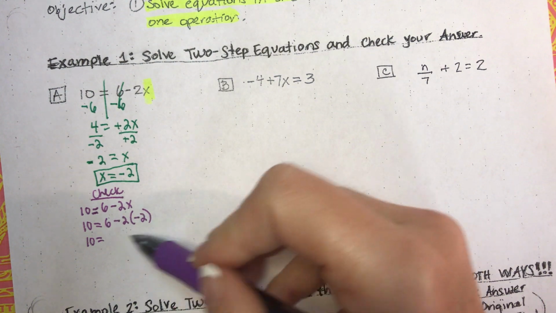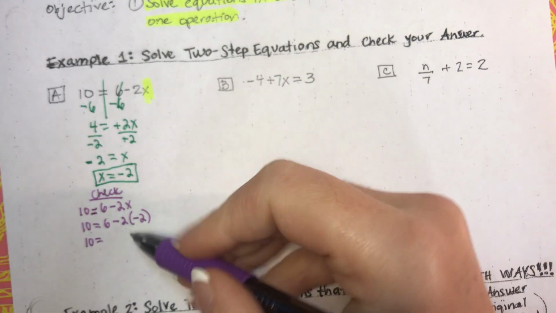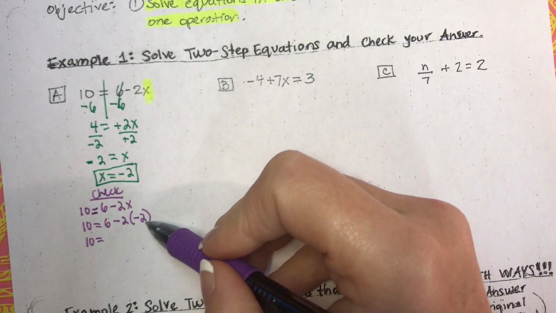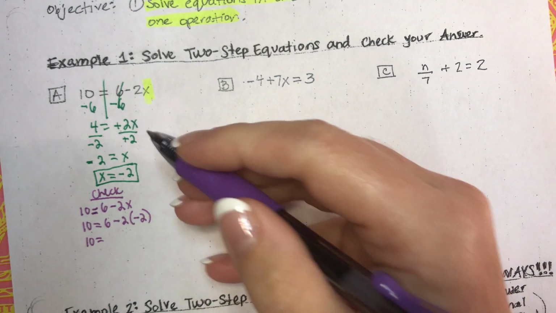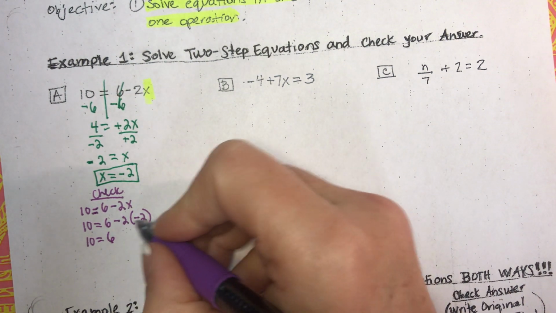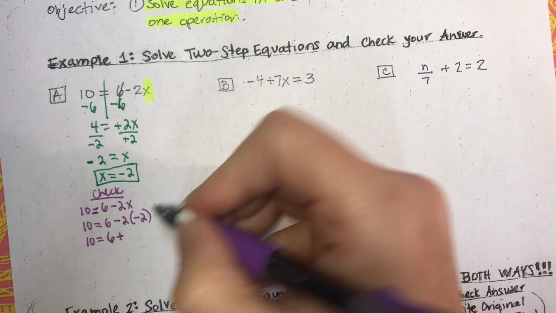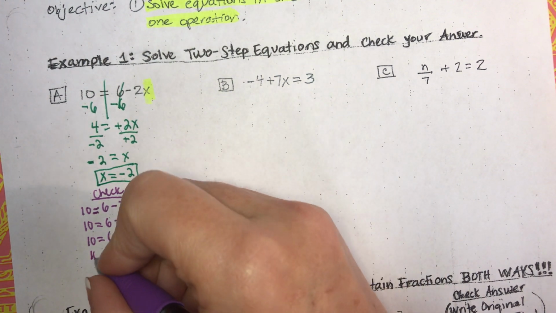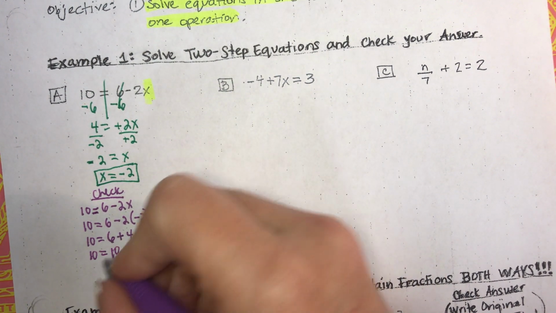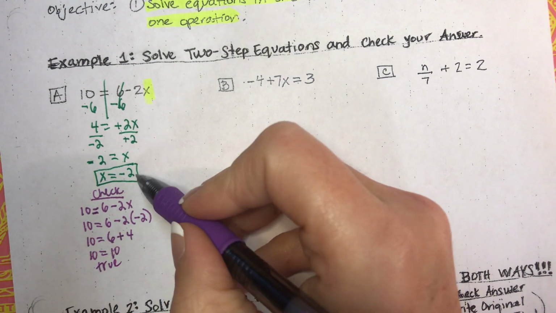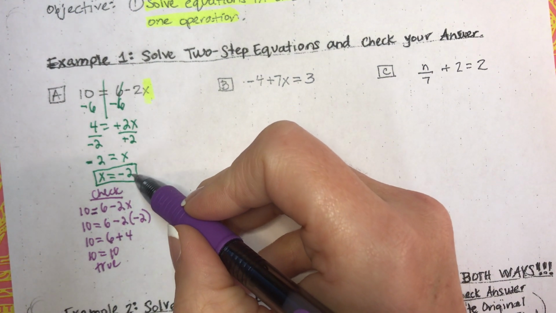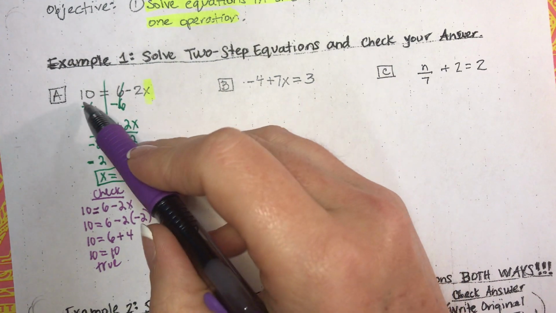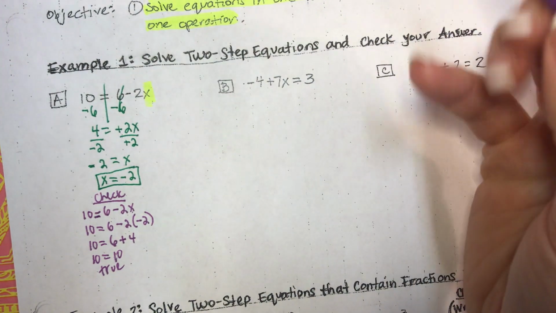And then we're just going to do order of operations for this side of the equation. So we have to do this multiplication first. This is a negative 2 times a negative 2. I'm going to rewrite the 6. A negative times a negative is a positive. 2 times 2 is 4. So we have 6 plus 4, which is 10. This is a true statement, which means our solution, x equals negative 2, is the solution to the original equation, 10 equals 6 minus 2x.